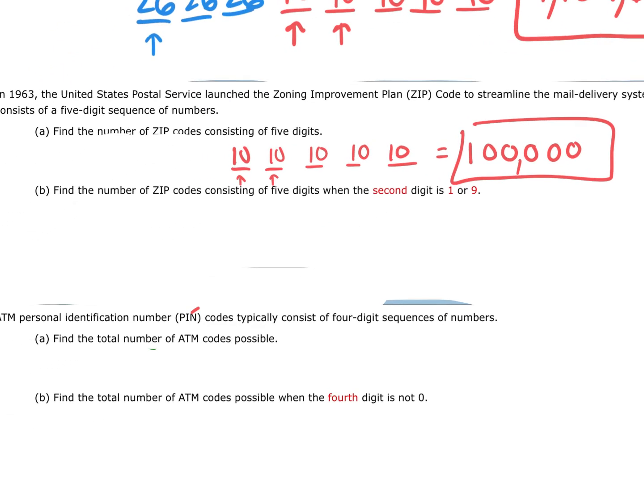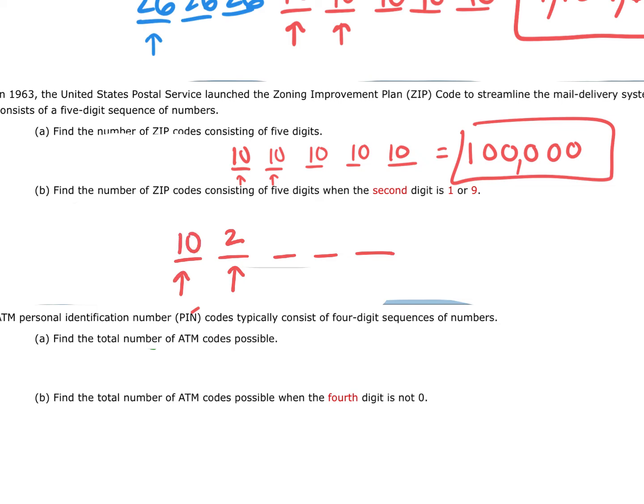Okay. B. Find the number of zip codes consisting of 5 digits when the second digit is 1 or 9. So again, we have 5 digits, 1, 2, 3, 4, 5. Our second digit has to be the number 1 or number 9. So how many possible options do I have for the second spot? 2. What about for the first spot?